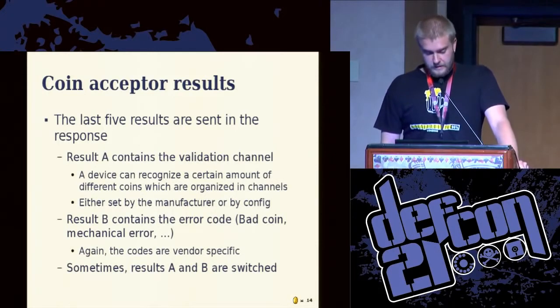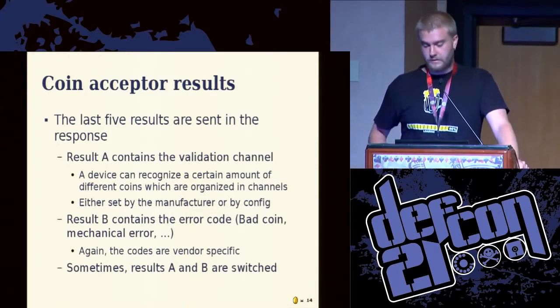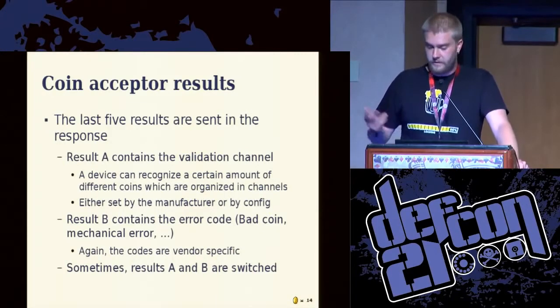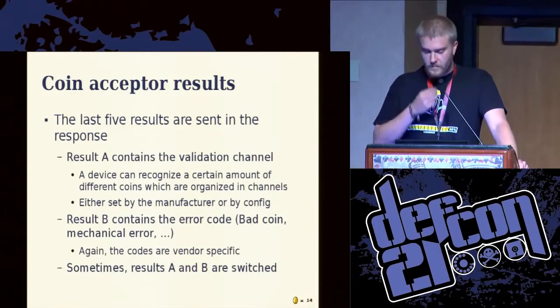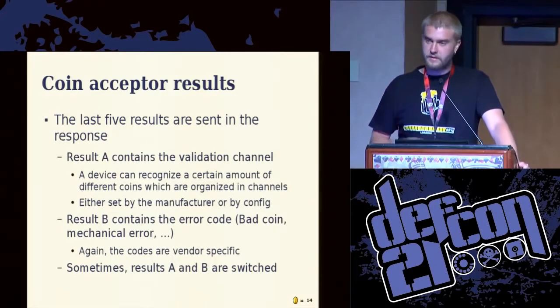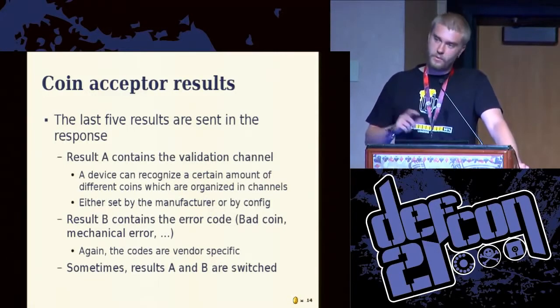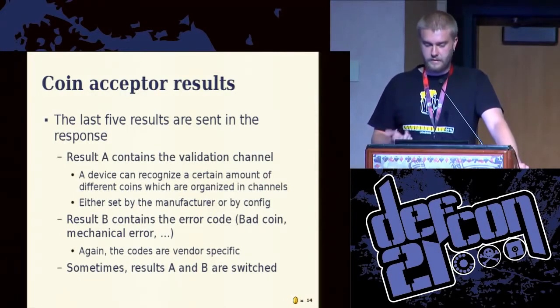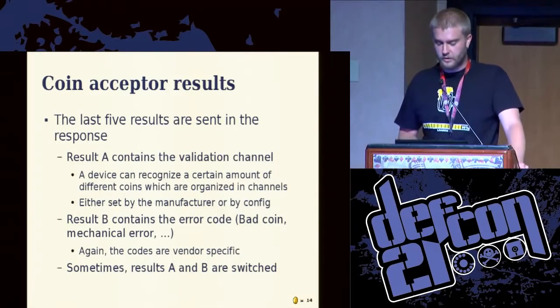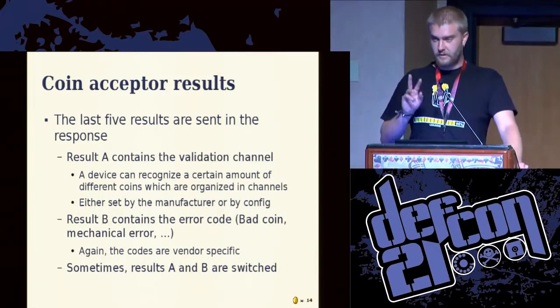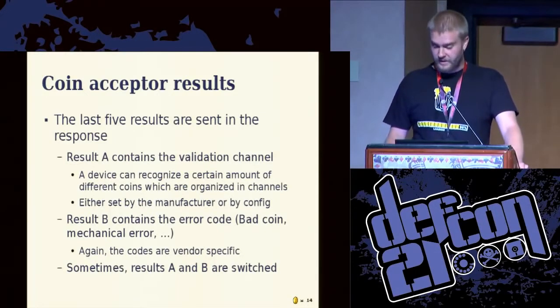The second byte contains the error code, so if it's a bad coin, if there was an error recognizing the coin, or if the coin was accepted. The problem is that all these codes are vendor specific, so if you buy different kinds of coin acceptors, they won't have the same error codes or error IDs, etc. And even sometimes the 2 bytes are swapped. So you really need to have the documentation, or you will have lots of trouble when doing this.